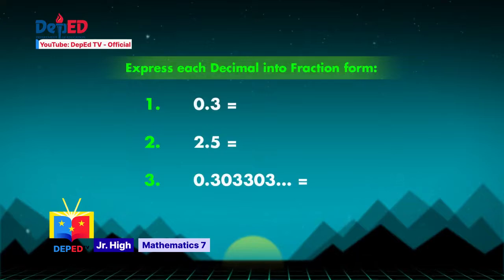For the second part, express each decimal into fraction form. For the first decimal number, we have 0.3. And next is 2.5. The third number, 0.303303, repeated.